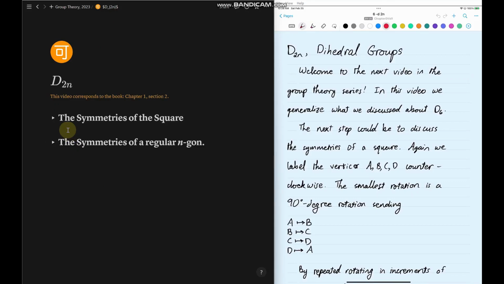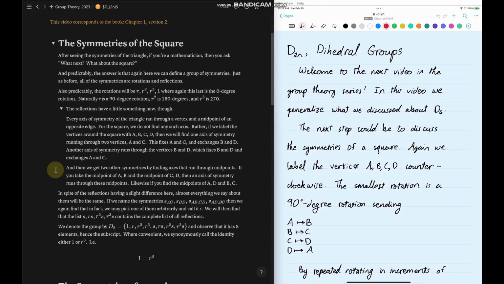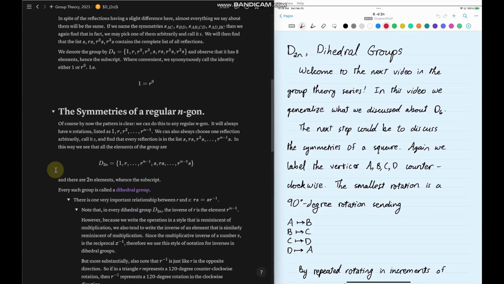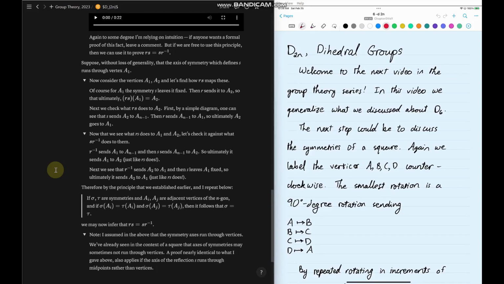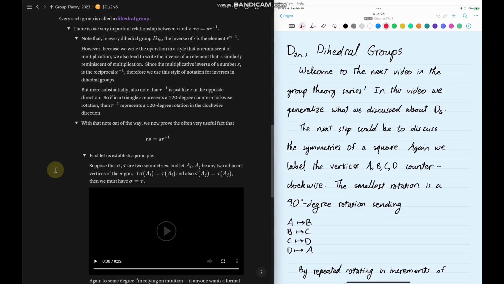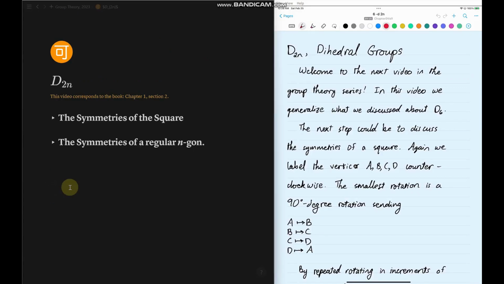In this video, we generalize what we discussed about D6. The next step could be to discuss the symmetries of a square. Again, we can label the vertices A, B, C, D counterclockwise around the square.